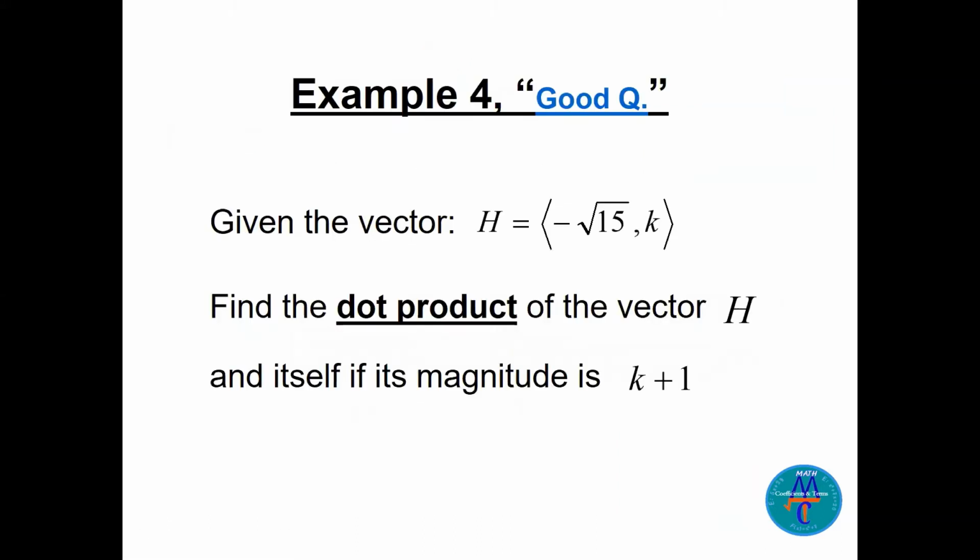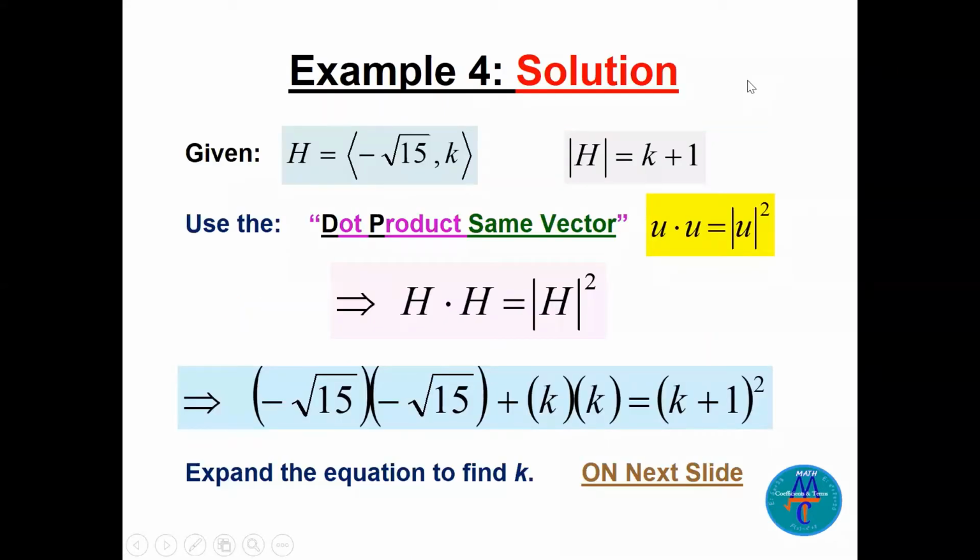Example number 4 is a good question. We have a vector h. The components are minus square root of 15 and k. Find the dot product of the vector h and itself if its magnitude is k plus 1. So in the solution, we see vector h is given here, minus square root of 15 and k, and the magnitude of h is given, k plus 1.